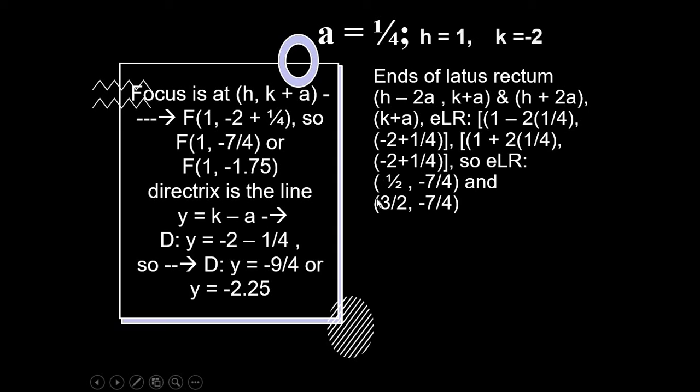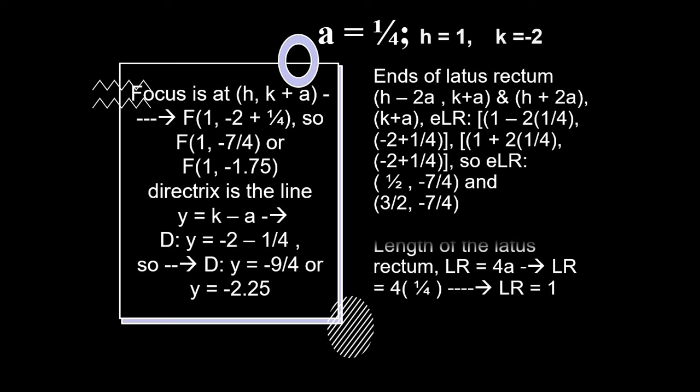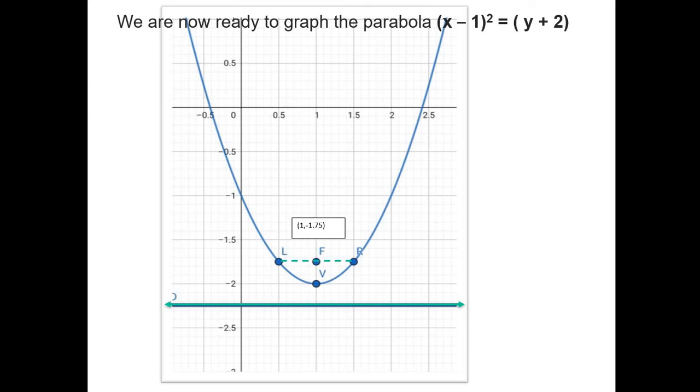Para naman sa endpoints of latus rectum, substitute lang natin sa h minus 2a, k plus a, h plus 2a, k plus a. So, yun. The endpoints of latus rectum or the coordinates 1/2, negative 7/4, and 3/2, negative 7/4. And the length of latus rectum, you just multiply 4 by 1/4. That means LR is equal to 1. So, pag 1 lang yung LR, that means makitid lang siya. So, this is now the graph of x minus 1 quantity squared equals y plus 2.